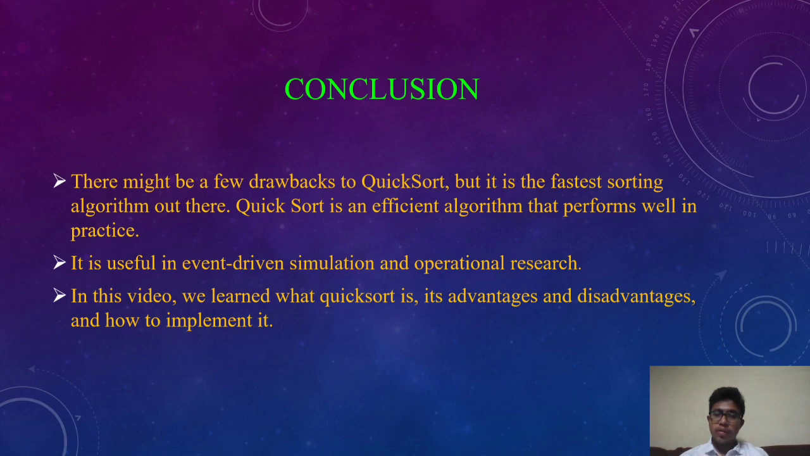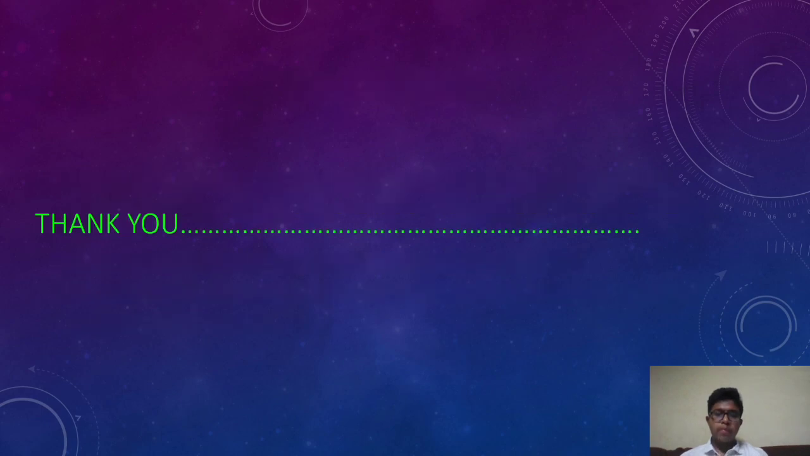Next, conclusion. There might be a few drawbacks to quicksort, but it is one of the fastest sorting algorithms and an efficient algorithm that performs well in practice. It is useful even in simulation and operational research. In this video, we have learned what quicksort is, the advantages and disadvantages of quicksort, and how to implement it. Quicksort is considered better than merge sort and other sorts, and it has more efficiency than other sorting algorithms.